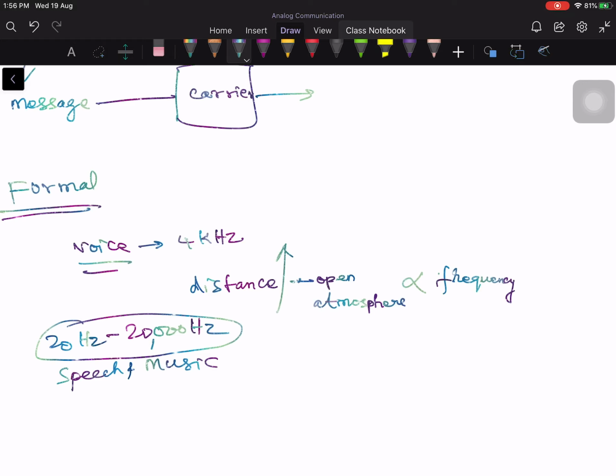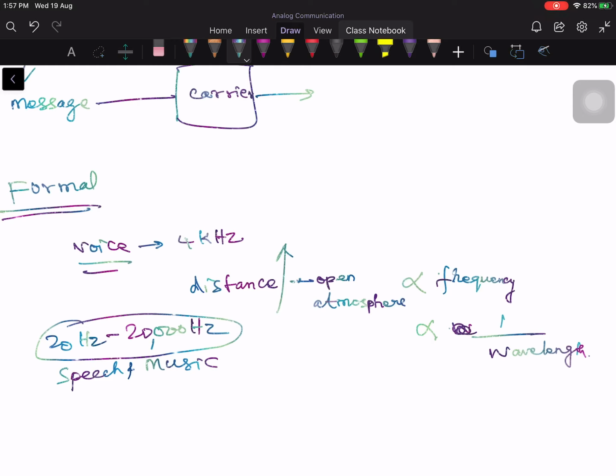So therefore the distance traveled in an open atmosphere is directly proportional to frequency or inversely proportional to its wavelength, 1 over wavelength. So therefore what we need to do is we need to increase the frequency by some other mechanism, that is called modulation process. No matter what you do, somehow you change the spectrum from one location to a higher location, so that you can make the signal travel long distance.